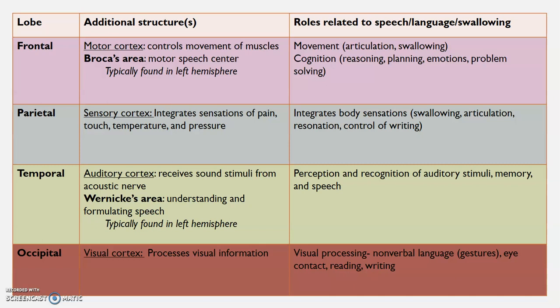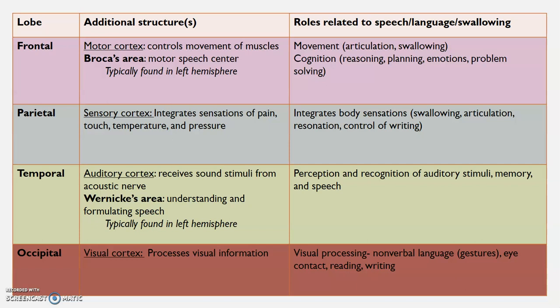Only 3% of the population has Broca's area in the right hemisphere, but it is just on one side of the brain. Then we have the parietal lobe, and that's really our sensory lobe. It houses the sensory cortex, so it's going to integrate the sensations of pain, touch, temperature, and pressure. And so during swallowing, it'll tell us when our food is hot or cold. During articulation, it will tell us what area of the mouth our tongue is touching.